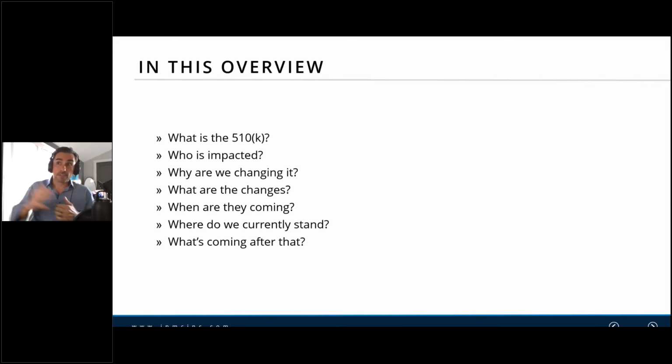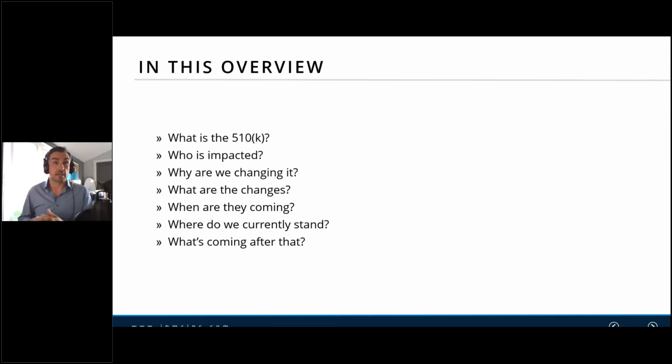So we are going to just briefly touch on what is the 510K. I'm sure everybody understands what the 510K is, but some of you might be new, so I will just take a minute to go through that. Who's impacted by this? Why are we changing it? What are the proposed changes to the 510K, so the Class 2 regulatory system? When are they coming? Some are already here.